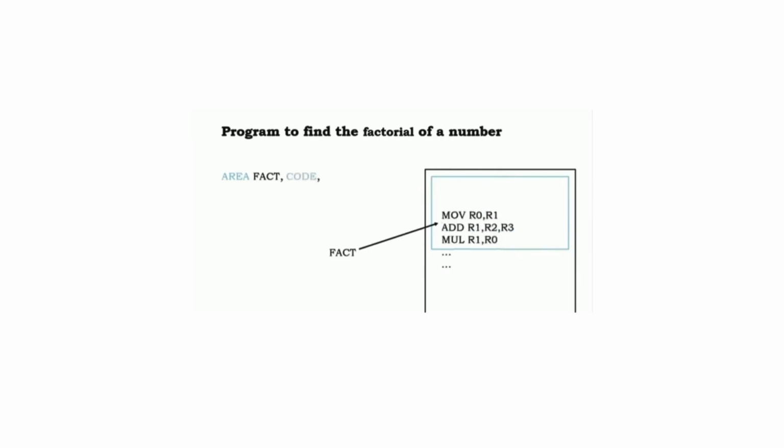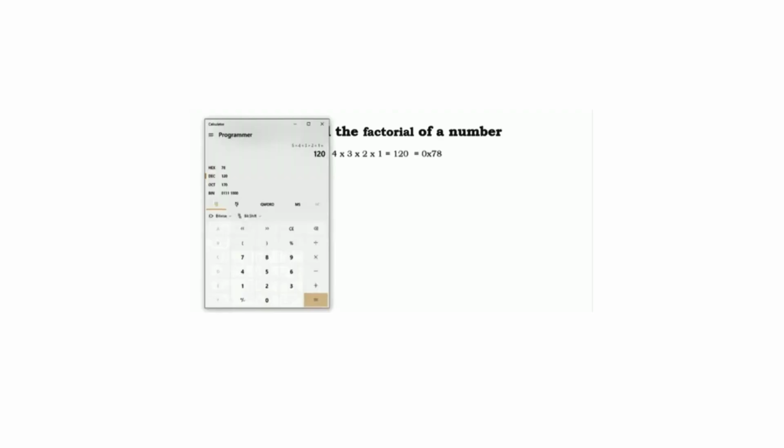Next, in this program, we are going to find the factorial of a number. The factorial will take a number, for example 5. We need to find the factorial of 5. It is 5 into 4 into 3 into 2 into 1, which will be 120. It is equivalent to 78 in hexadecimal. The same if you verify in the calculator, 5 into 4 into 3 into 2 into 1 is 120 in decimal, and it is equivalent to 78 in hexadecimal.